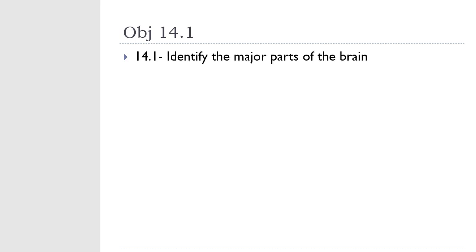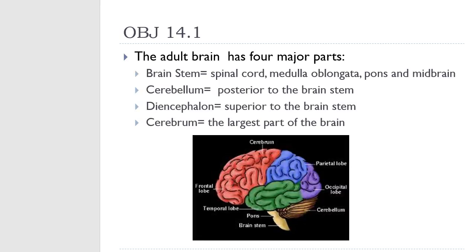So chapter 14 is definitely dealing with the brain, and we know the brain is a part of the central nervous system, and it's also going to deal with some cranial nerves. So the first thing we're going to start out with is identifying the major parts of the brain. The adult brain has four major parts, as you can see from the slide.